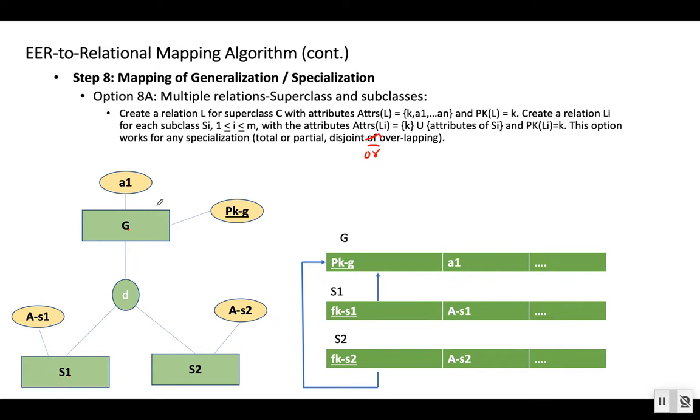So here, for each of the classes, for the superclass and subclasses, we are going to create a separate relation. The superclass has its own primary key, but for each of the subclasses we are going to have a foreign key which will also be the primary key of that subclass, and that will also be the foreign key which will reference the primary key of the superclass. From the foreign key relationship we can identify that this one is a subclass of a superclass.